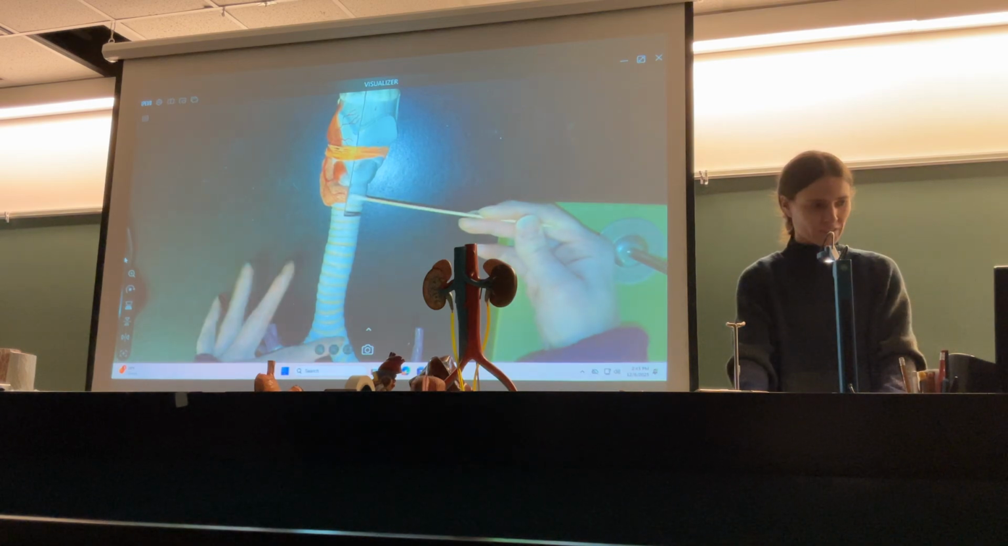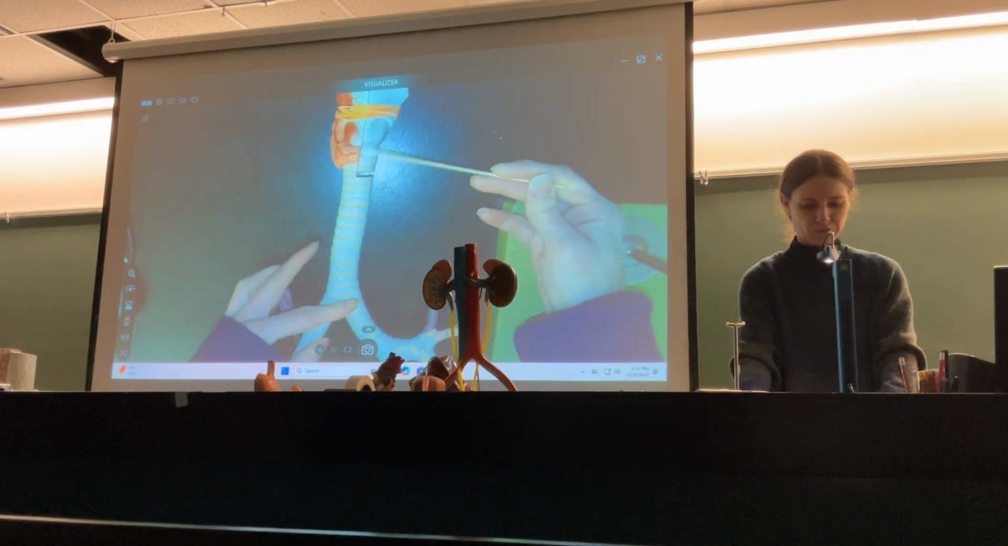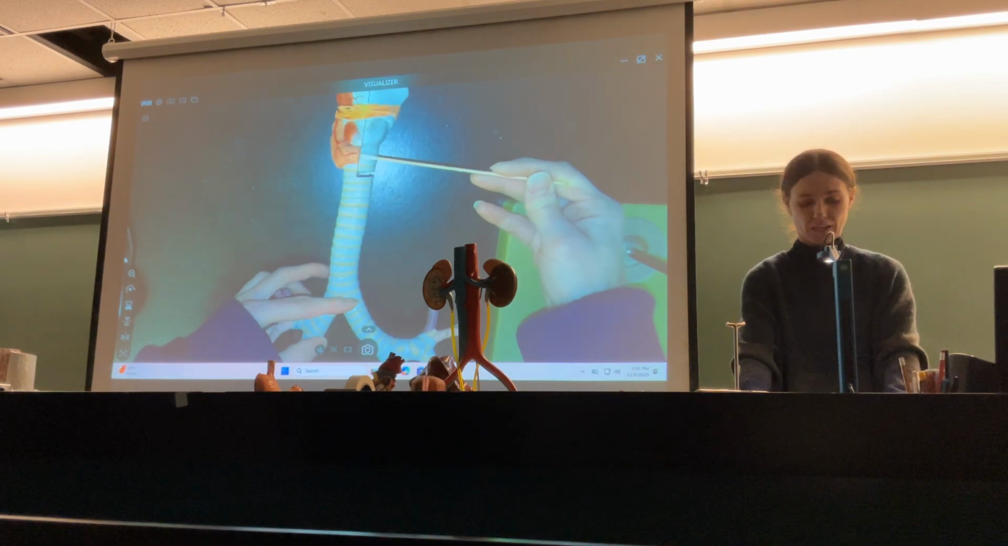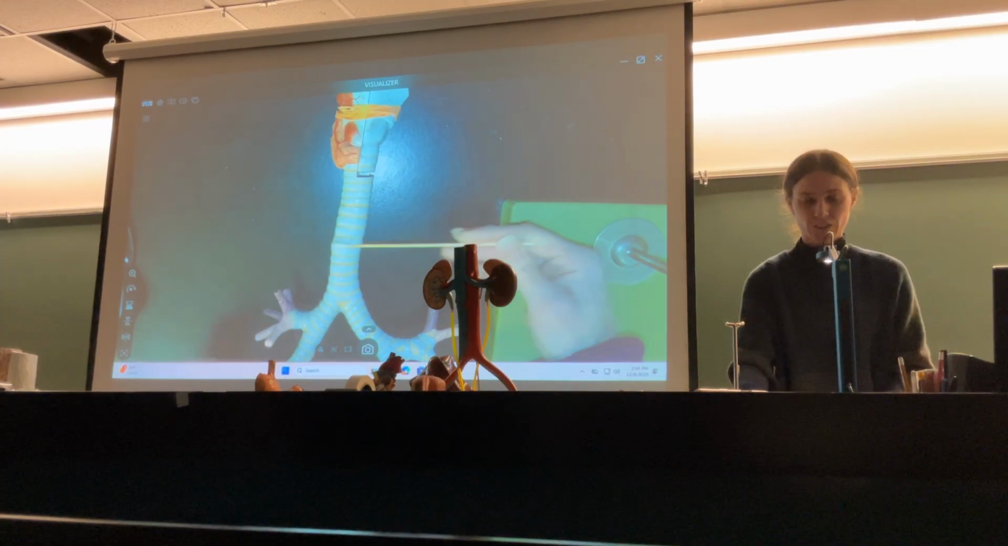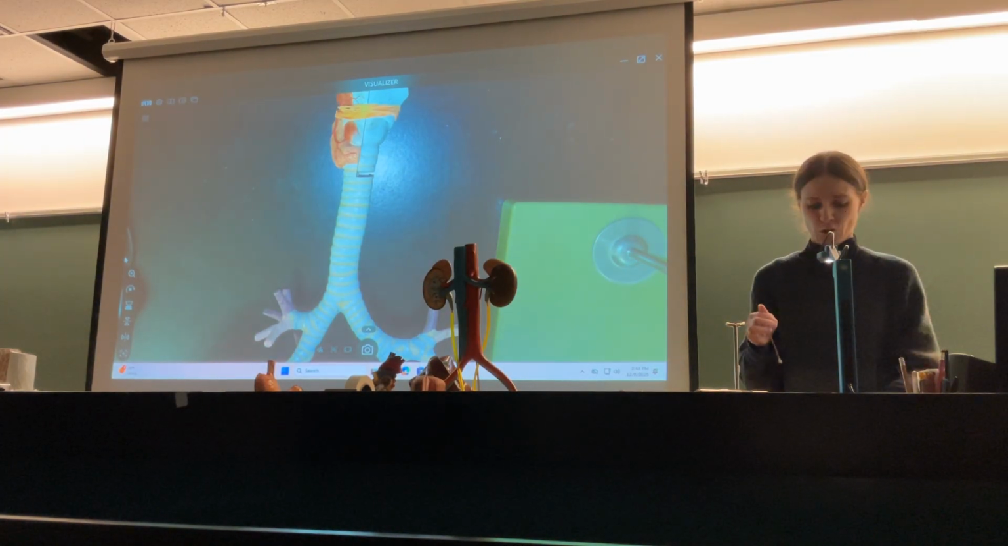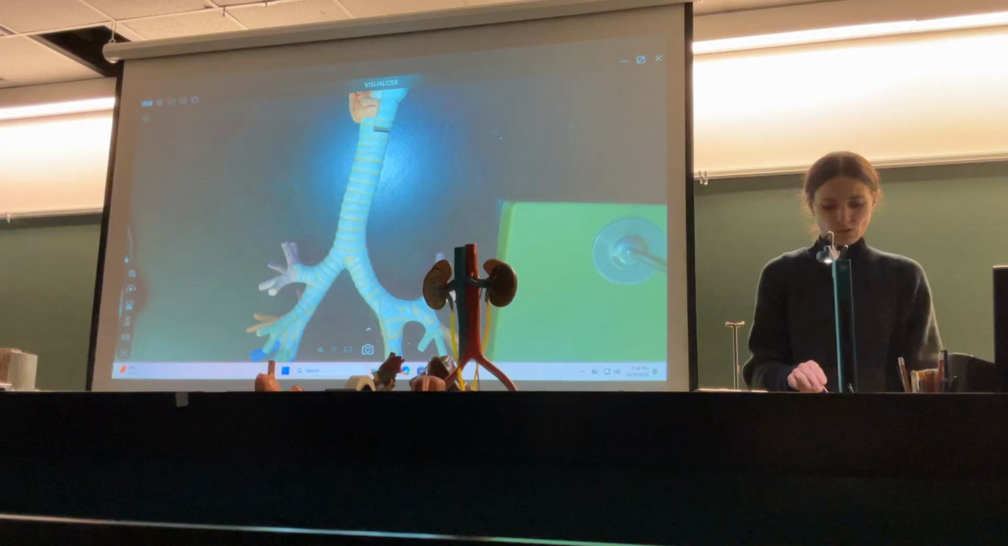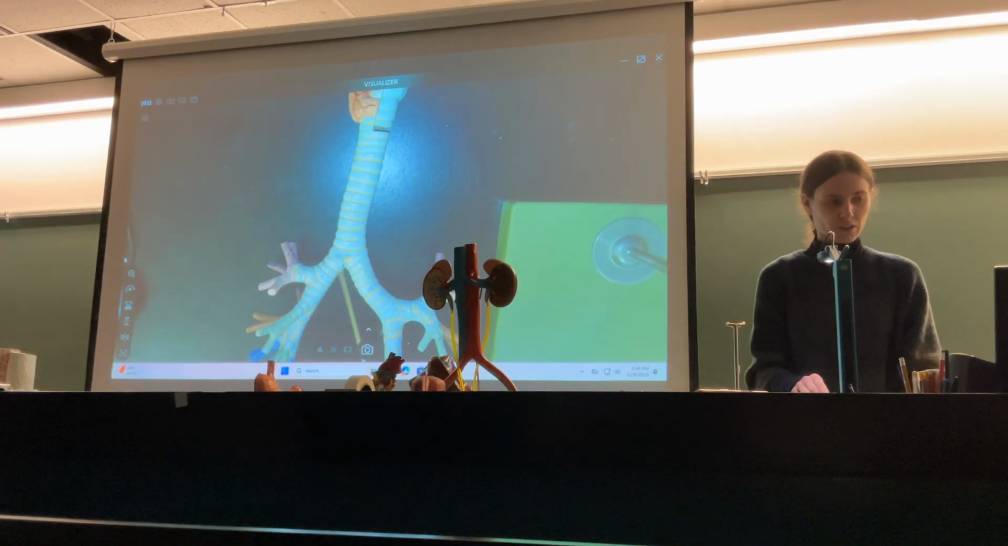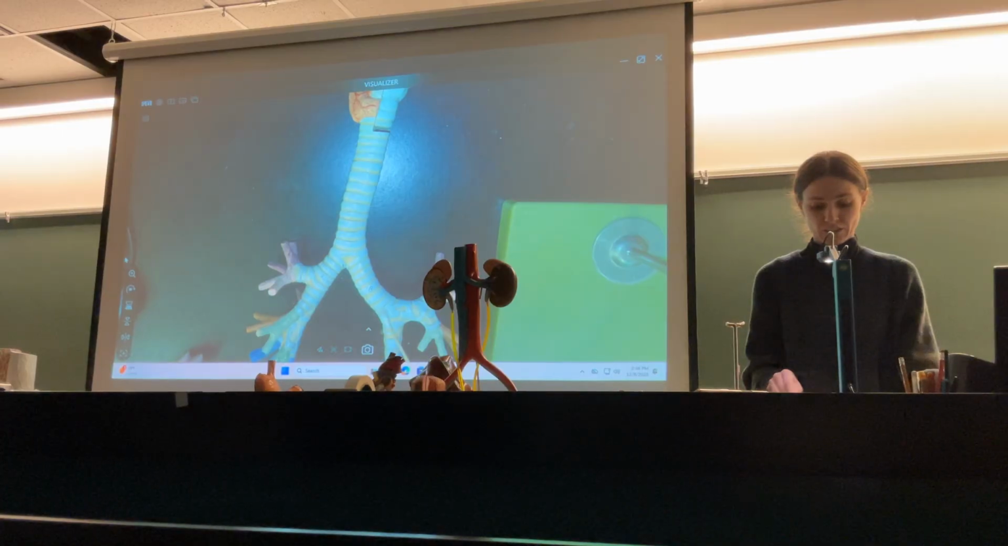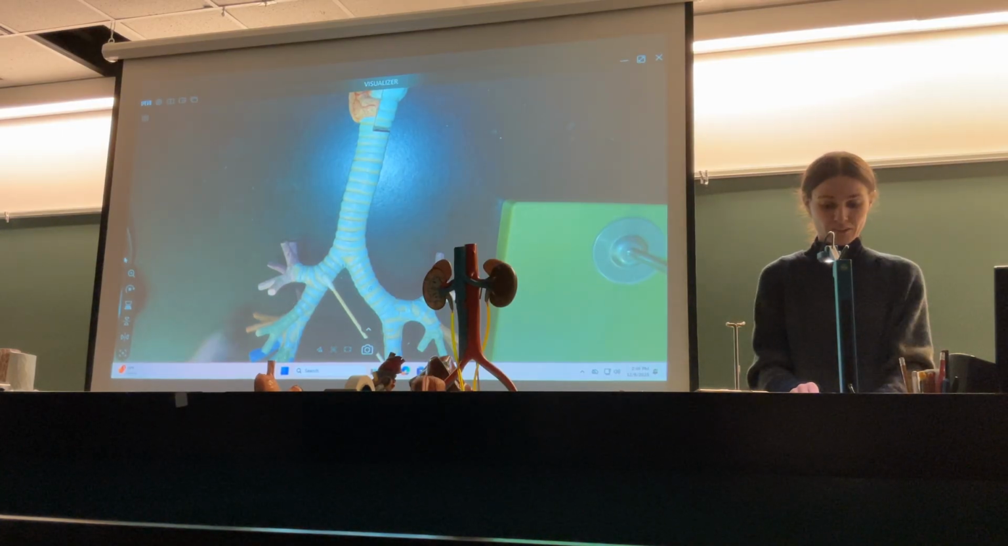Now, from about here to here, what is that? The trachea. You've got cartilaginous rings, again, that help keep that airway open. What is the point at which the trachea splits? Carina. The carina, good. You've got this and this.